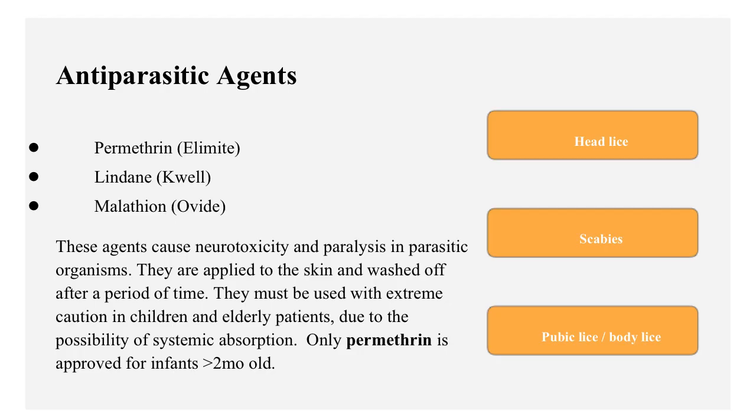Our final category of medications that are available topically are the antiparasitic agents. These are generally used for lice and scabies. The 3 that we'll focus on are permethrin, lindane, and malathion. It's really important to keep in mind that these agents cause neurotoxicity and paralysis in the parasitic organism.